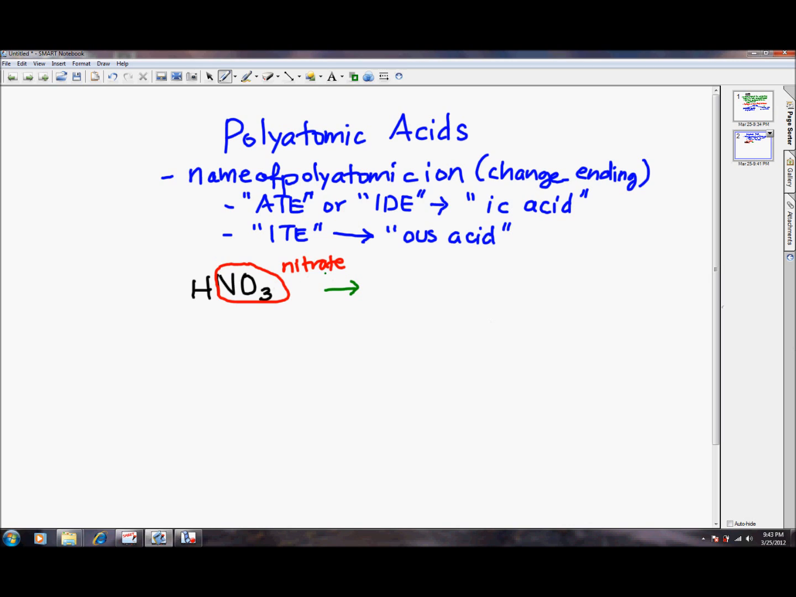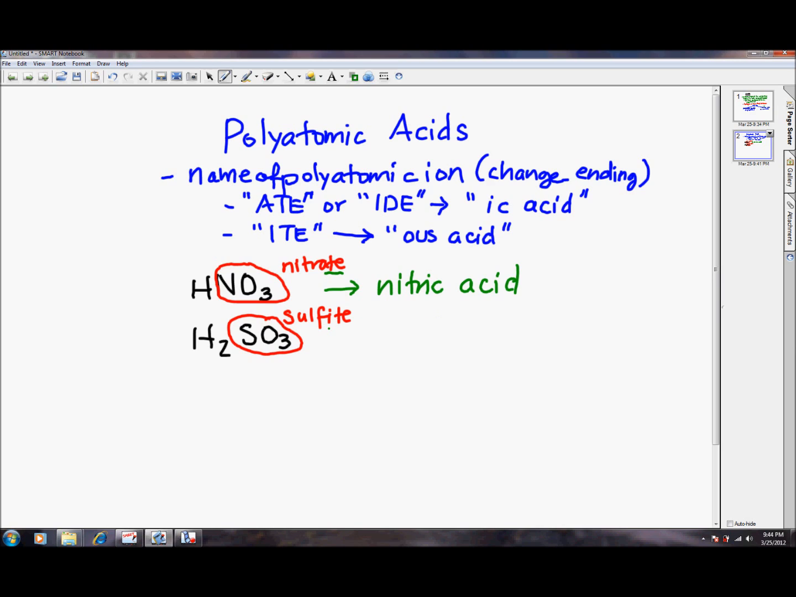So this ATE right here, ATE becomes IC acid. So the nitrate becomes nitric acid. Okay, let's look at another example. Here's the hydrogen. The rest of this right here, that's your polyatomic ion. Hydrogen, sulfur, oxygen, 3 elements, polyatomic acid. If you look at the back of your periodic table, SO3 is called sulfite. This has a -2 on the back of your periodic table. So when it is combined with hydrogen +1, it takes 2 hydrogen +1s to balance out to 0 the 1 sulfite, -2. So that's why you see H2SO3.